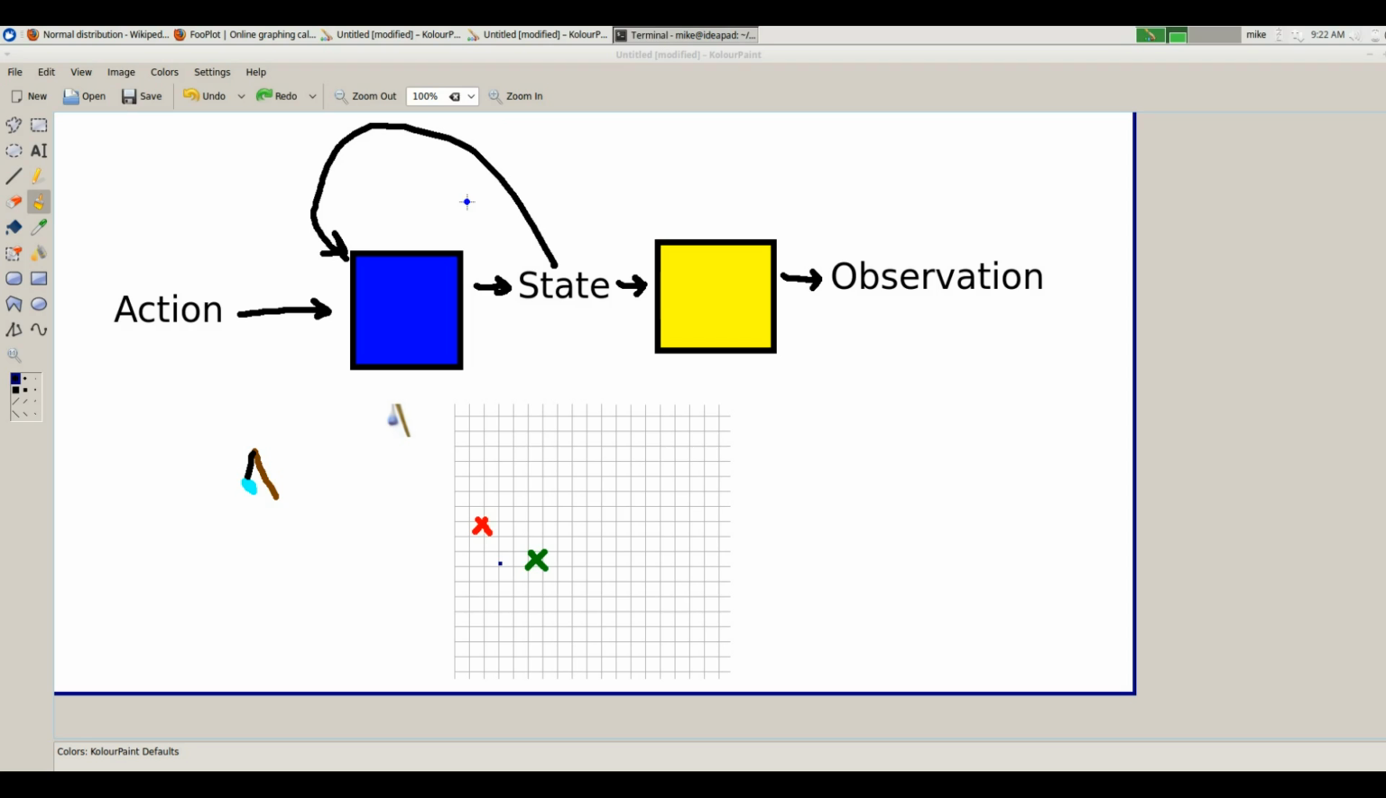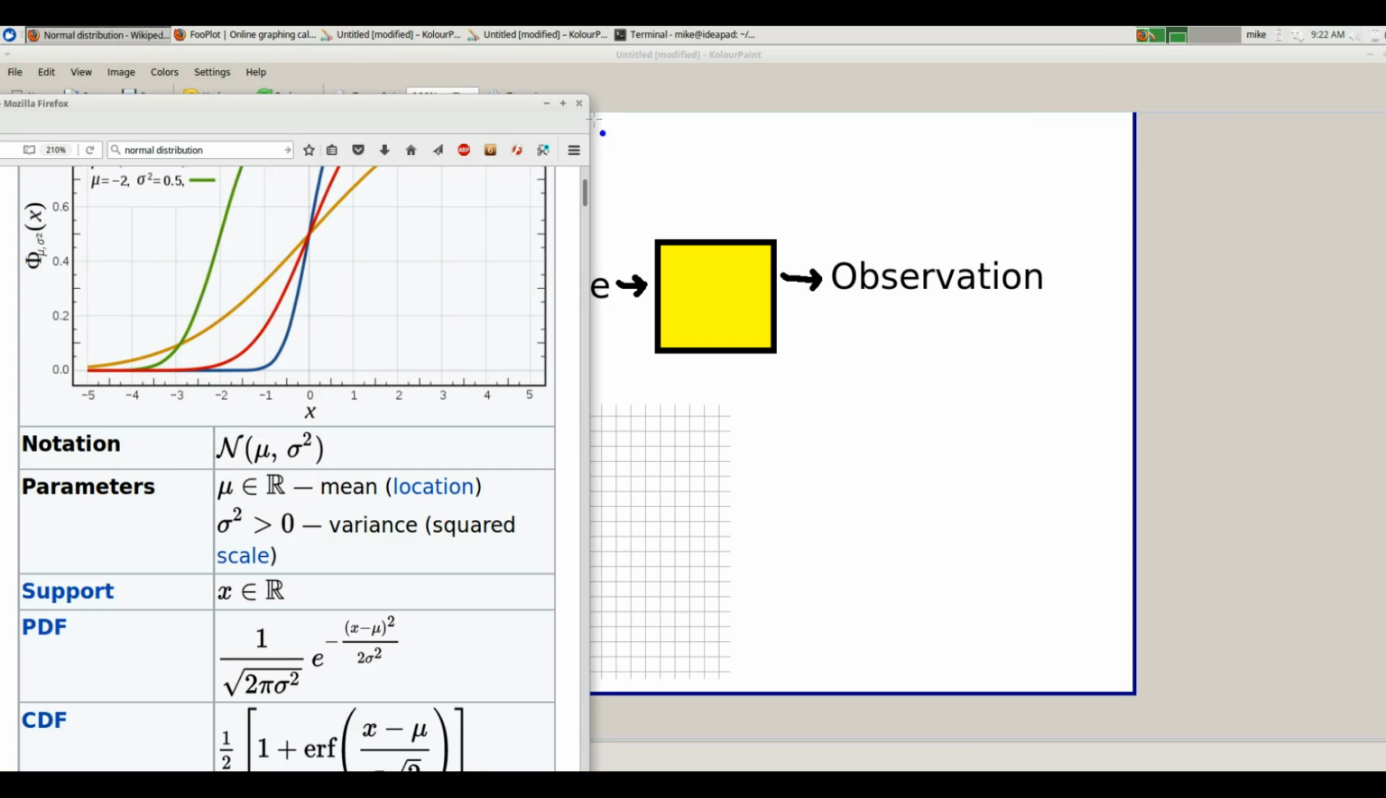Okay. I think that's more than sufficient motivation for the Kalman filter. Now let's start looking at how the darn thing works.